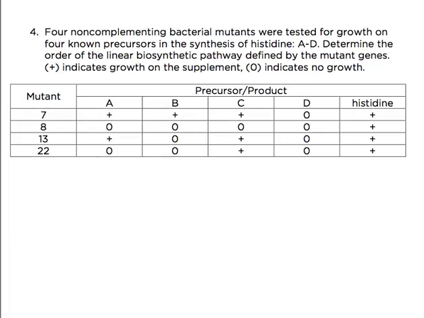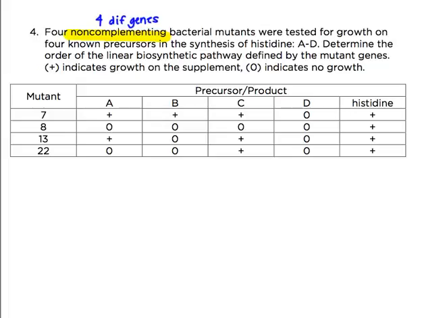Problem 4. 4 non-complementing bacterial mutants were tested for growth on 4 known precursors in the synthesis of histidine, A through D. Determine the order of the linear biosynthetic pathway defined by the mutant genes. Plus indicates growth on the supplement, and 0 indicates no growth. So I highlighted that these bacterial mutants are non-complementing, so that we know that these are 4 different genes that we're talking about.